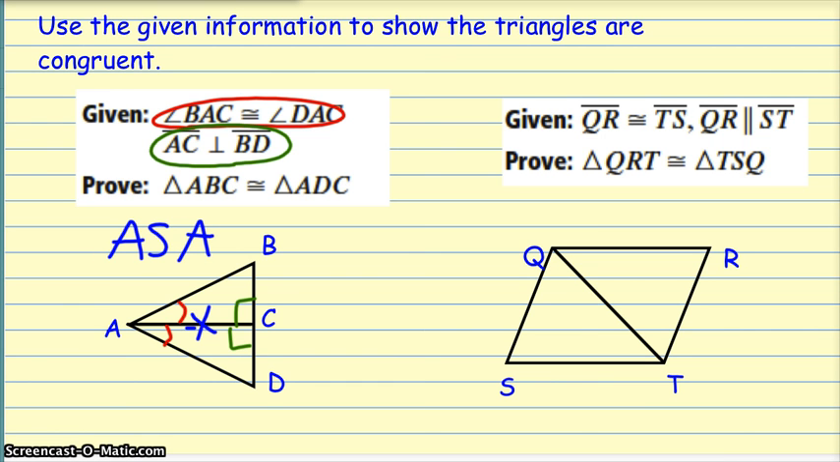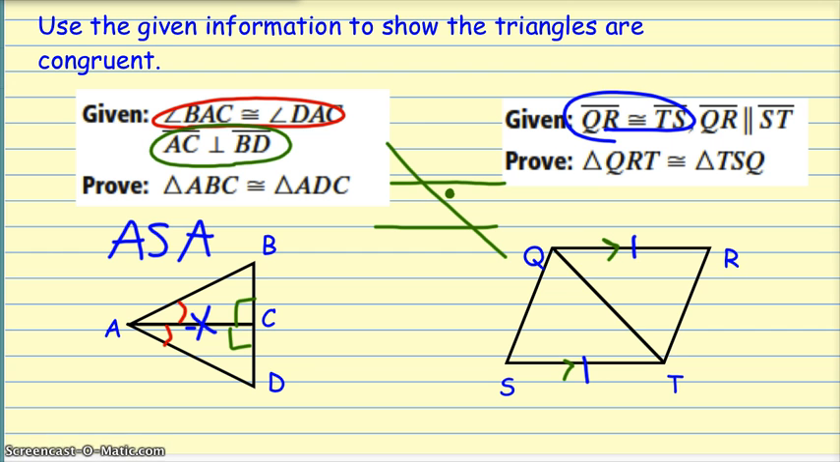The next problem, it's telling me that QR is congruent to TS. Then it's telling me that QR is parallel. So the little arrows are meant for parallel. Well, what does it mean to be parallel? If we were to use QT as the transversal, that means that those two angles can be marked congruent, because we know if lines are parallel, then alternate interior angles are congruent.